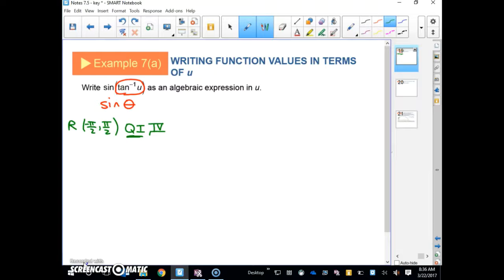Okay. And so if you think about it, it doesn't matter that we don't have numbers. You've got the tangent ratio is u over 1.